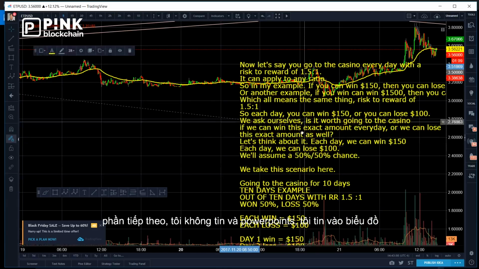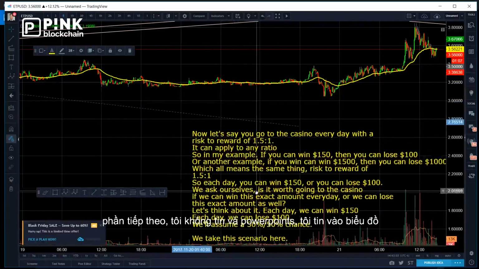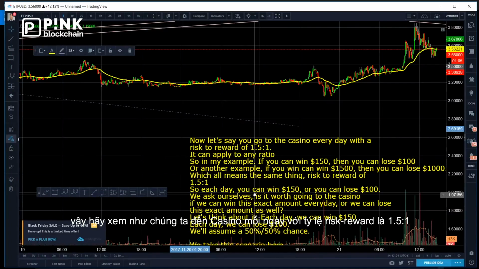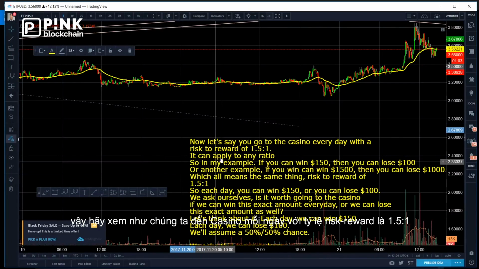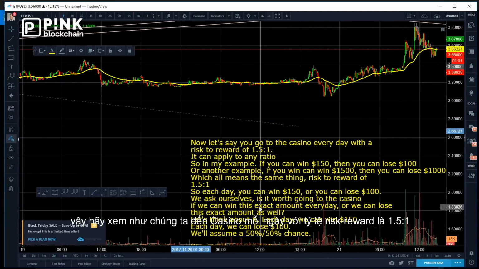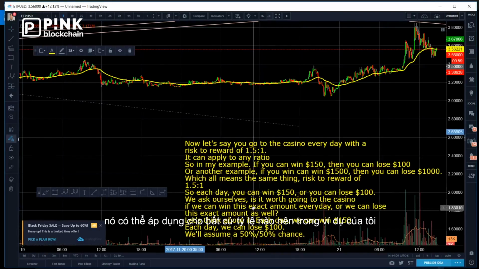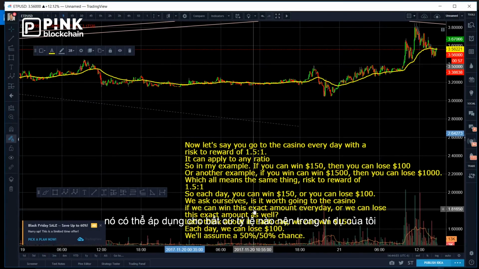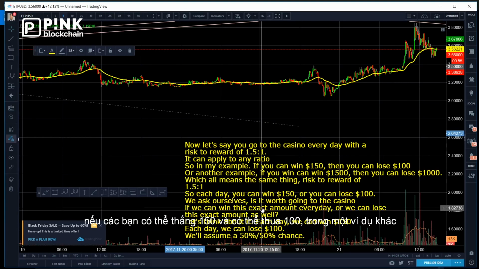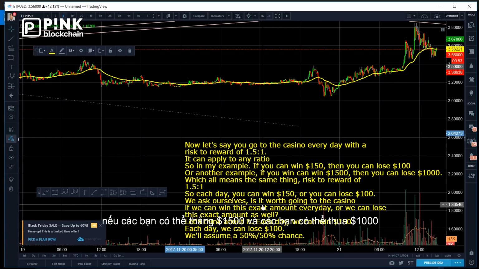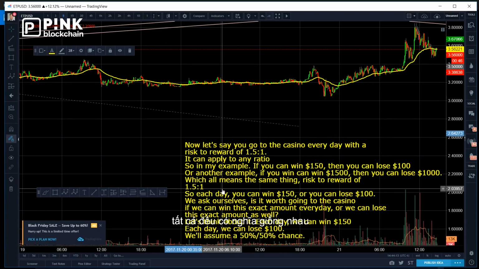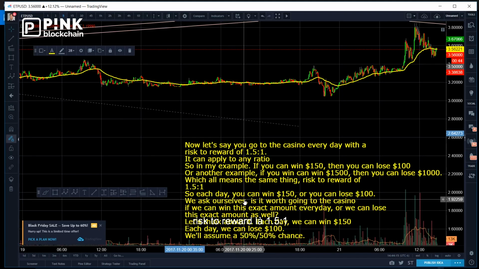Next part, I don't believe in PowerPoints, I believe in charts. So let's say we go to the casino every day with a risk to reward of 1.5 to 1. It can apply to any ratio. So in my example, if you can win 150, then you can lose 100. In another example, if you can win 1,500, then you can lose $1,000, which all means the same thing, risk to reward of 1.5 to 1, okay?